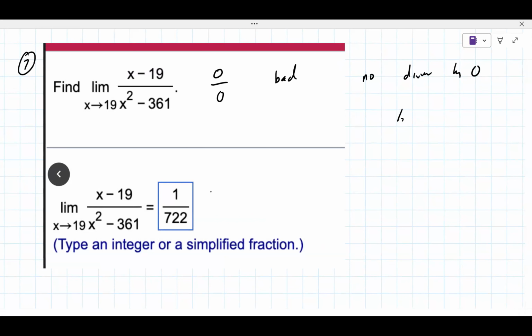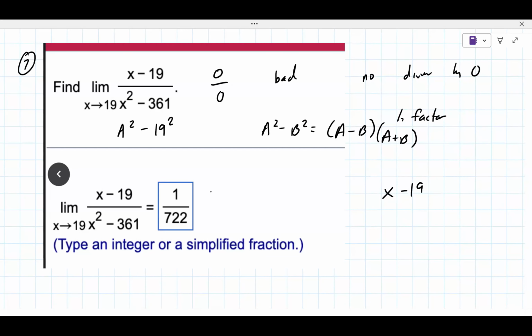One of your options is to factor. The bottom is a difference of squares. It's actually 19 squared down here. It's a squared minus b squared, which we talked about earlier: a minus b, a plus b. So it ends up being x minus 19 over (x minus 19)(x plus 19).